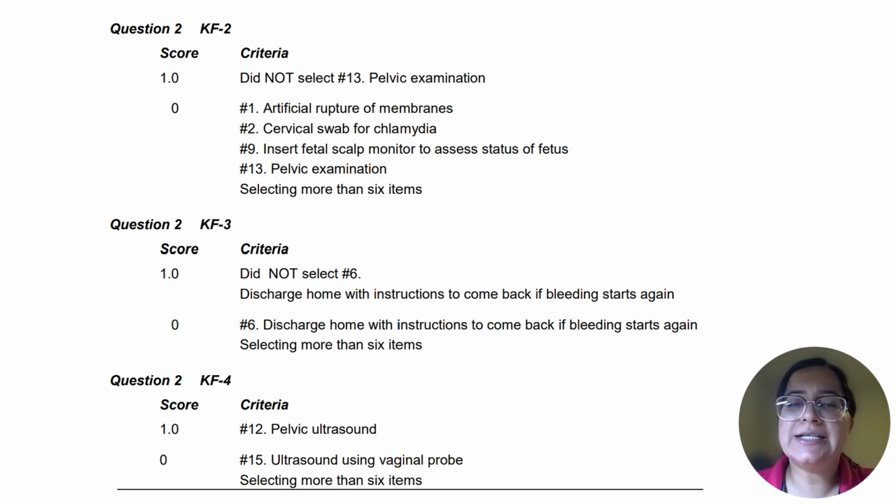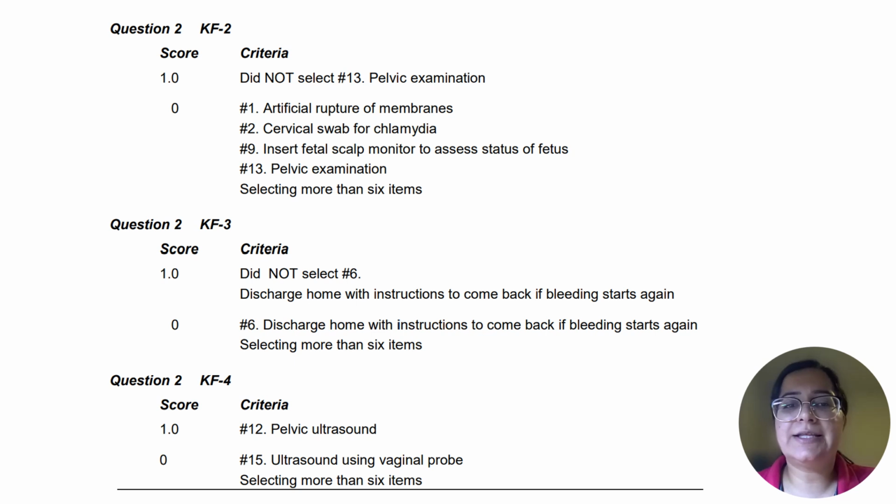So if somebody ends up selecting artificial rupture of membranes, cervical swab, inserting a fetal scalp monitor for assessing the fetus, pelvic examination, or selecting more than 6 items that they had written in the question, they'll be given 0 marks. If you think about it, this is a low-lying placenta, and if you choose these options, you are directly causing the placental bleed, and the patient may bleed to death, and it can cause fetal exsanguination. Hence, do not go for harmful options or invasive investigations.